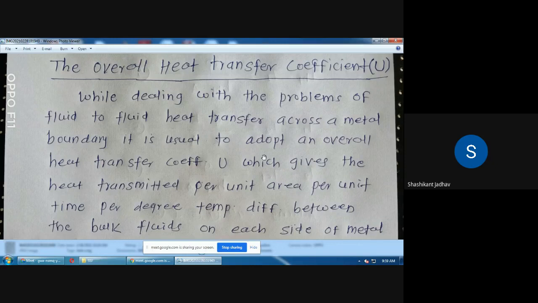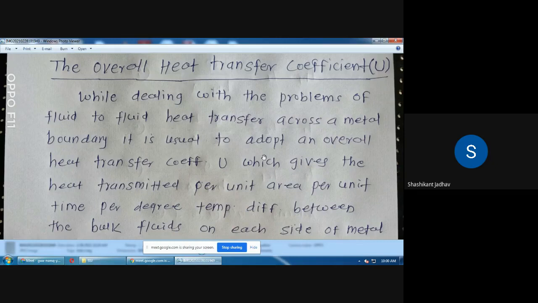which gives the heat transmitted per unit area, per unit time, per degree temperature difference between the bulk fluids on each side of the metal.